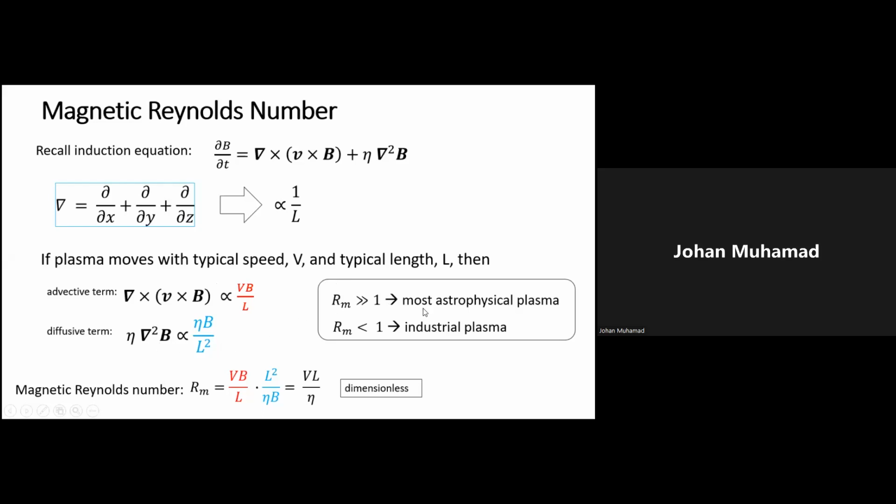Or even we can say that there's almost no diffusion at all. For example, in the intergalactic medium or interstellar medium, we have very, very large magnetic Reynolds number. So the plasma and the magnetic fields almost move together and there's no diffusion at all. But in industrial plasma, usually the diffusion is quite large, so the magnetic Reynolds number can be smaller than 1.